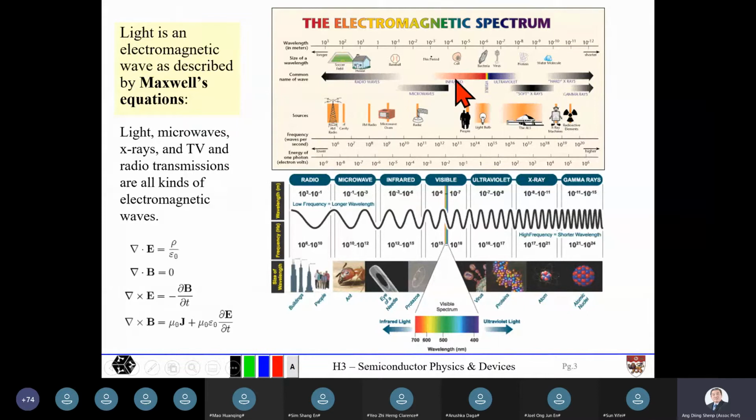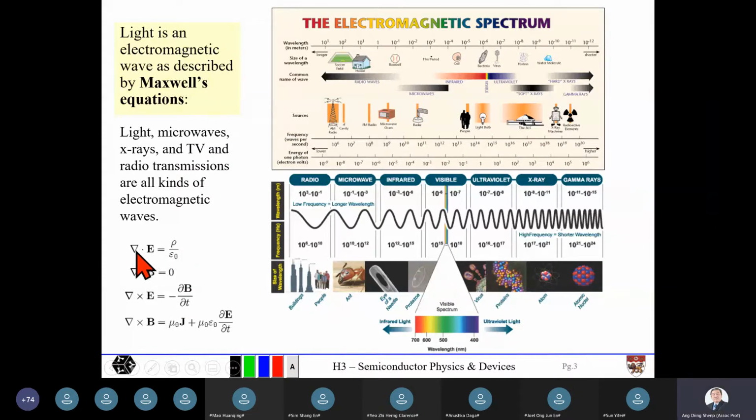Now, light in the visible range is a form of electromagnetic wave, which can be described by Maxwell equations. In fact, all electromagnetic waves can be described by Maxwell equations. Maxwell equations are a set of very important equations that lay the foundation for classical electromagnetics. So these are the four Maxwell equations.